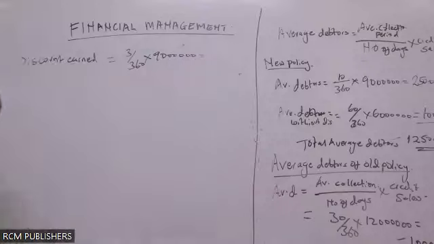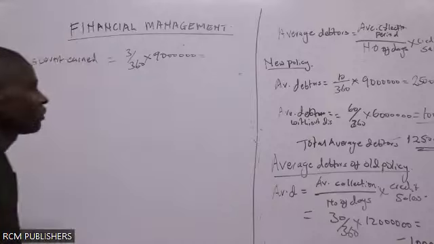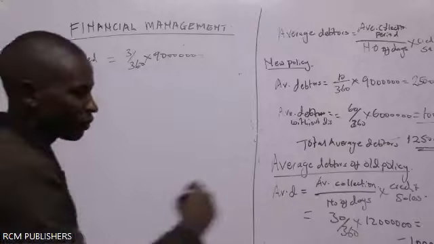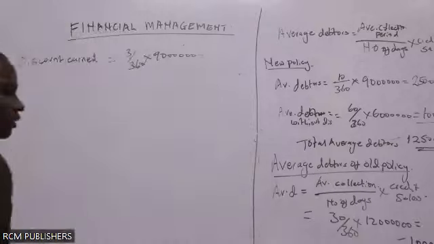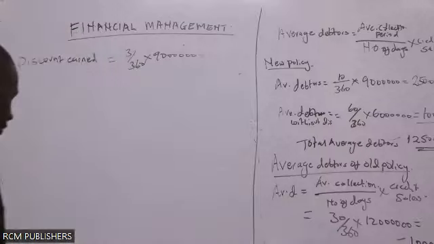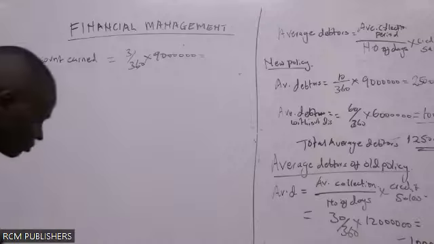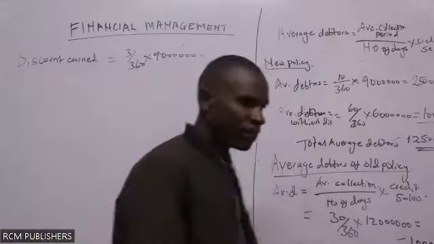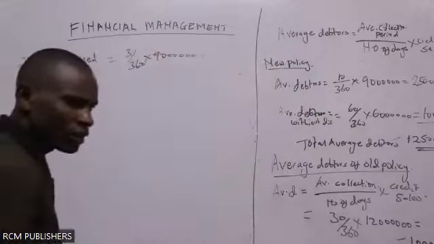Compute bado. 360, utapata discount ya 360 within that year, 9 million. Hiyo discount inaingia ngapi? $75,000 per month.